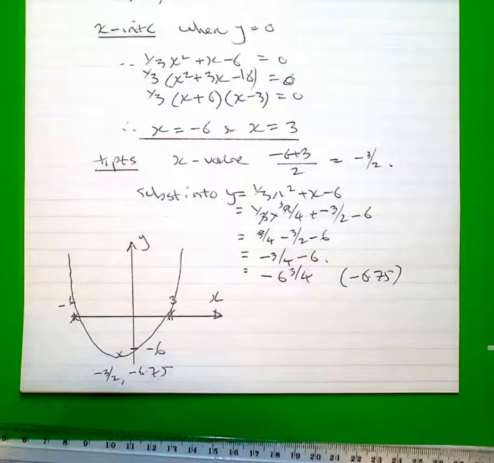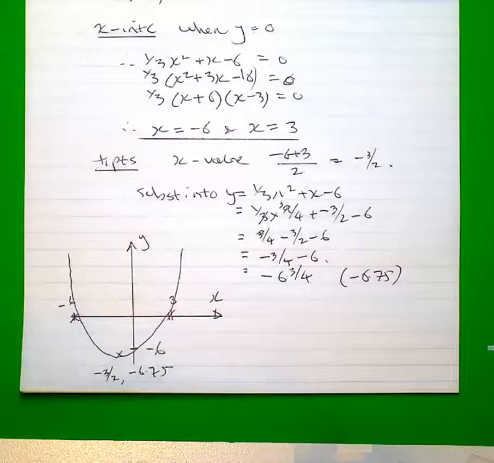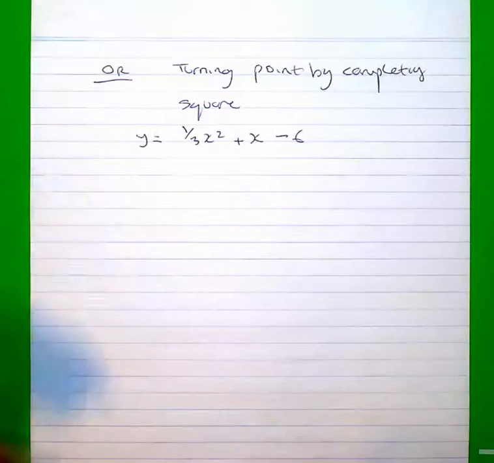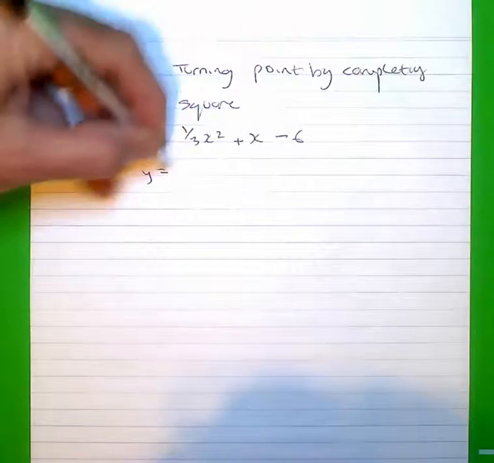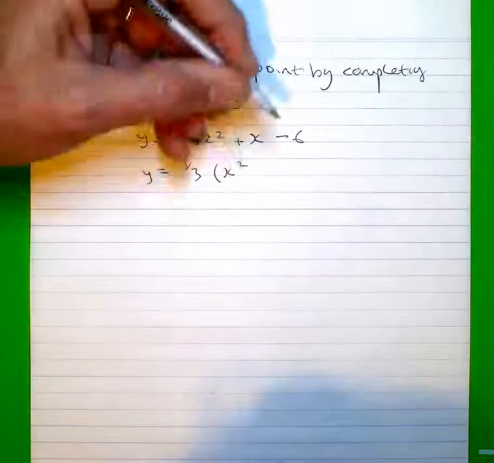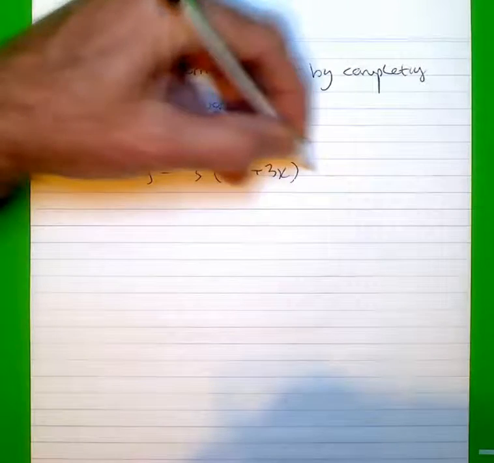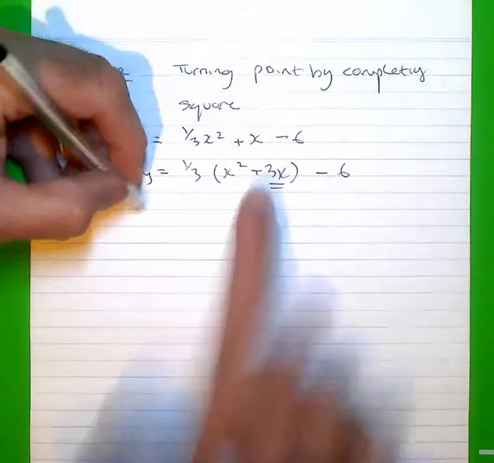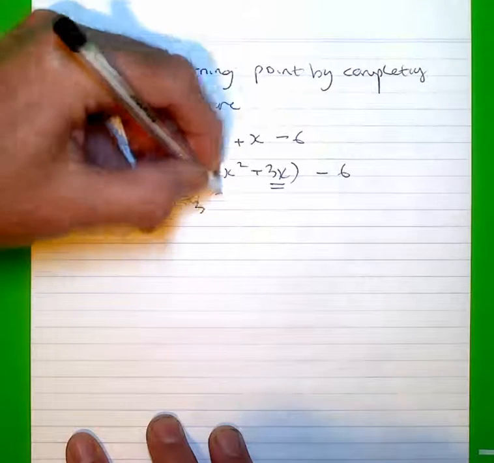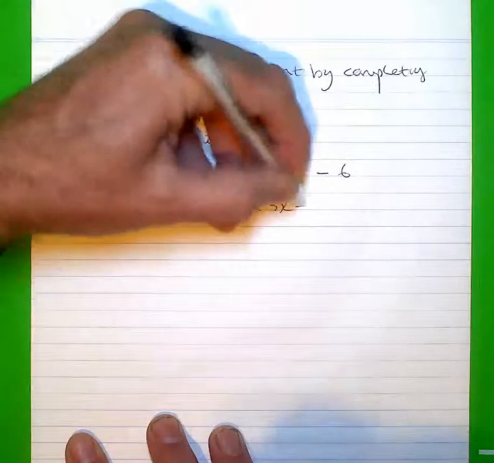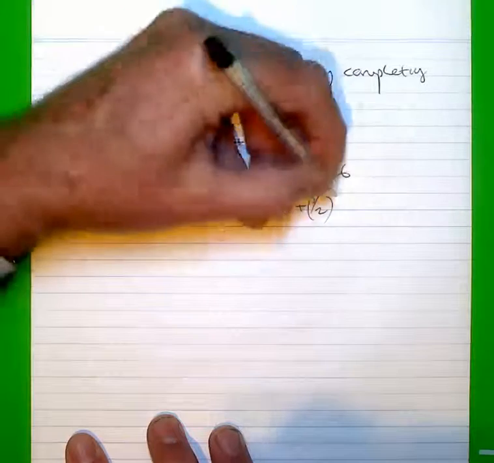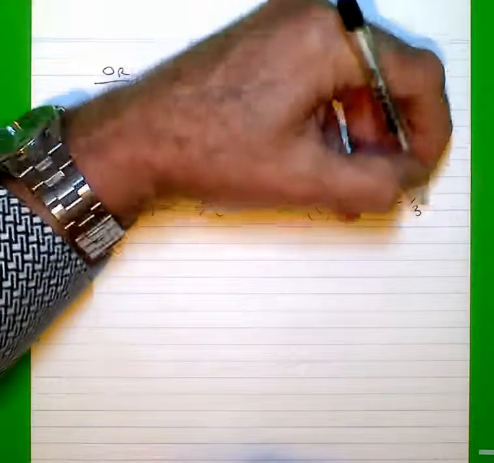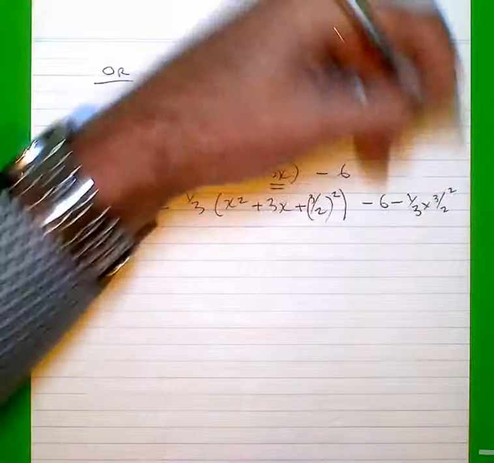Now in a moment I'll show you how to locate the turning point by completing the square, which is a skill set we will need to make use of. So as before, I take the third out, and I'm left with x squared plus 3x, close the bracket, -6. Halve and square the coefficient, the 3 there. So end up with x squared plus 3x plus 3 over 2 all squared, and -6 minus a third times 3 over 2 squared.